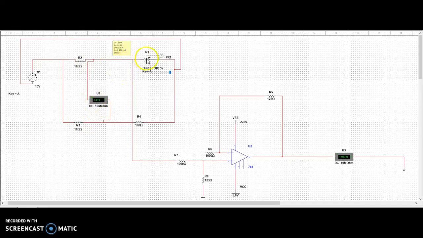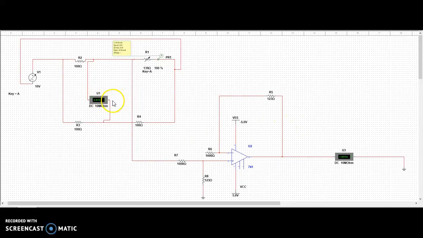This is the Cornerstone Bridge when simulated. Now we can see the nominal resistance 100 ohms at R2, R3 and R4. The variable resistance at R1, which is 139 ohms. When simulated as calculated, it will give us 0.816 volts.